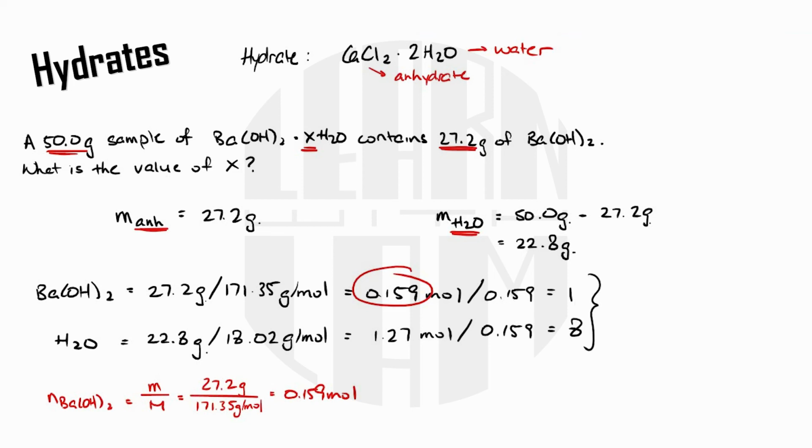From here, I can create the formula for my hydrate and show that there are 8 molecules of water for every formula unit of barium hydroxide. We call this barium hydroxide octahydrate.